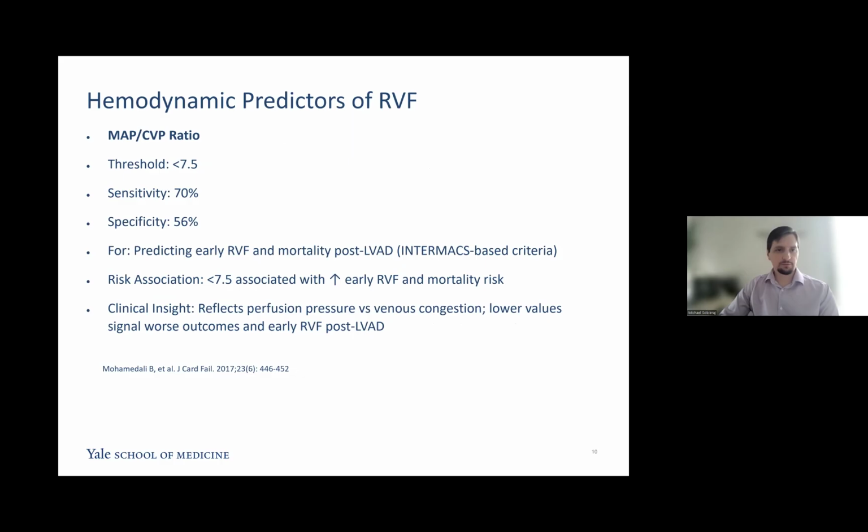Next, we have a straight mean arterial pressure to CVP ratio. Threshold published there was 7.5 with a sensitivity of 70%, but a specificity of only 56%. It reflects the perfusion pressure versus venous congestion, and of course, lower values are suggestive of worse outcomes since there's less pressure within the pulmonary system relative to the CVP.